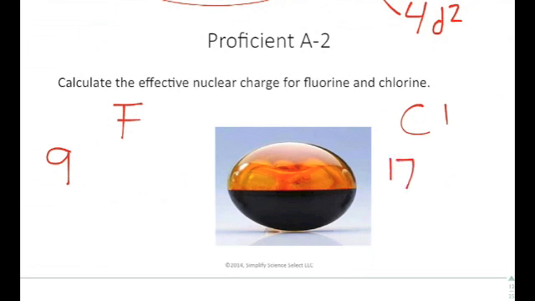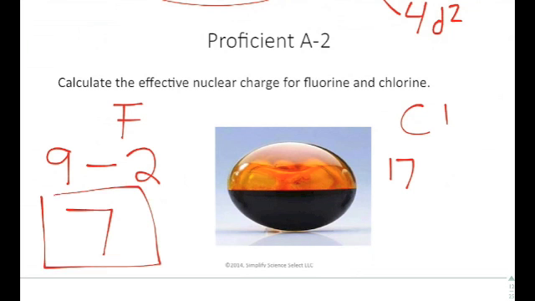So if you look at this, the next thing we need to look at is the number of shielding electrons. Now for fluorine, if we go to the left, we go oxygen, nitrogen, carbon, boron, we keep going until we get to a noble gas, then the first noble gas we get to is helium. And helium has 2 valence electrons, which gives fluorine an effective nuclear charge of 7.